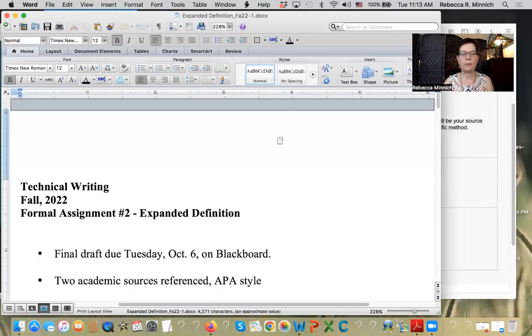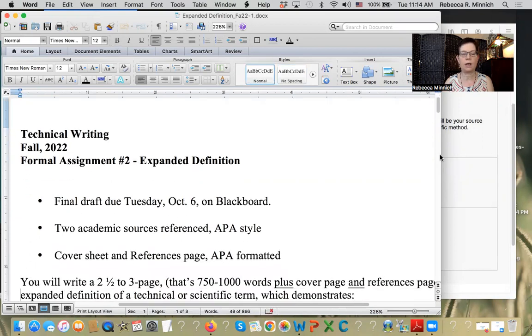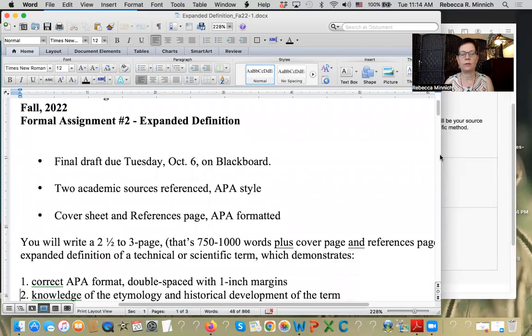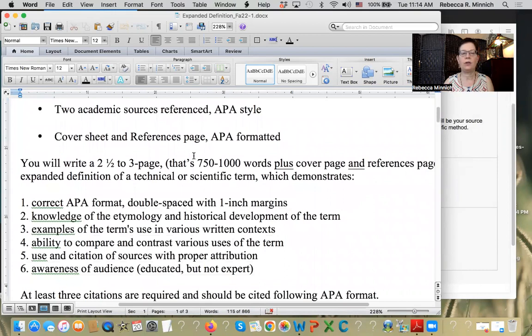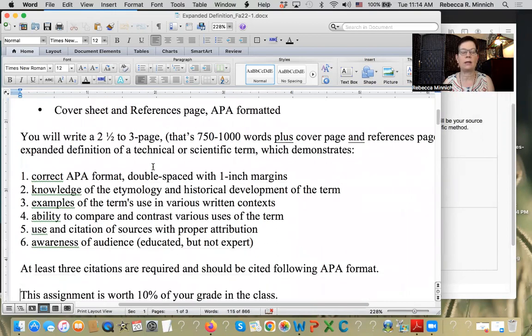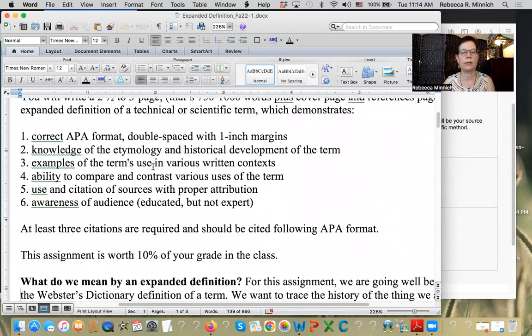So you can see the expanded definition assignment is one of our formal assignments, right? And it is due on Tuesday, October 6th on Blackboard. For this assignment, you're going to need two academic sources. It's going to be referenced APA style. You will need a cover sheet and a references page. And you have a word count of 750 to 1,000 words for this. So that's about 2.5 to 3 pages. And that word count does not include your cover sheet and works cited page.